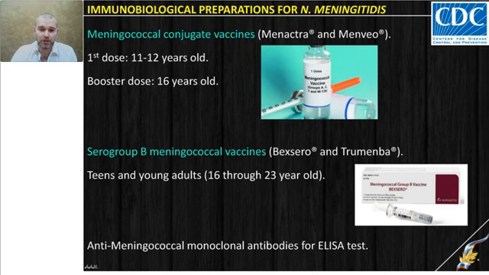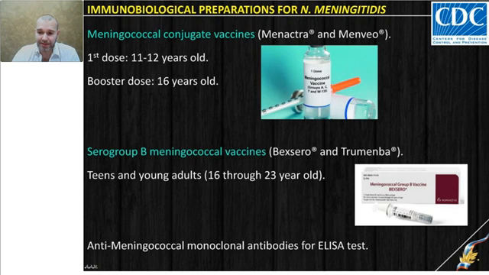And nowadays we have 4 registered vaccines of 2 types. There are conjugate vaccines, which are mainly polyvalent and contain antigens of bacteria of groups A, C, Y, and W135. Again, this is a recommendation of the Centers for Disease Control and Prevention of the USA. They recommend those vaccines in 2 doses: the first dose at 11 to 12 years and a booster dose at 16 years old. And serogroup B vaccines are monovalent, and they are also indicated only for young adults and teens 16 to 23 years old.